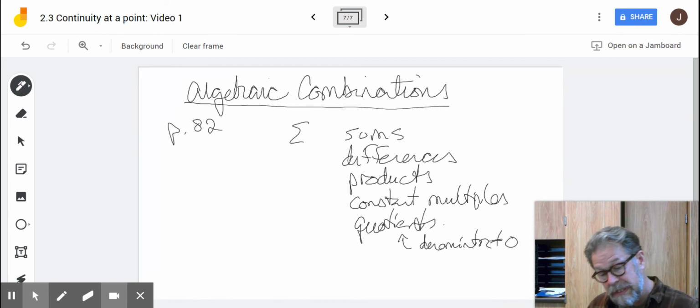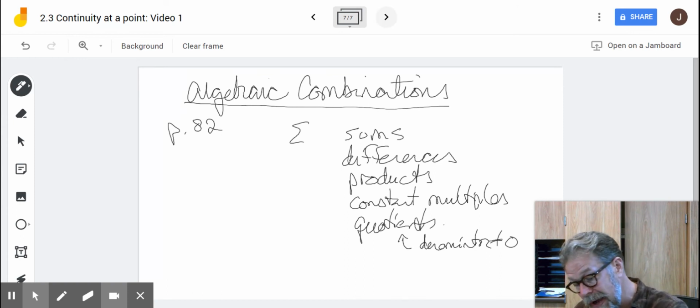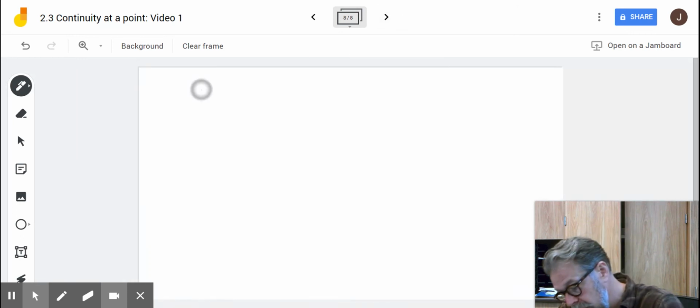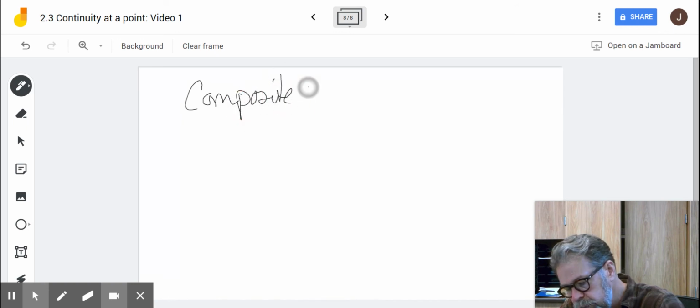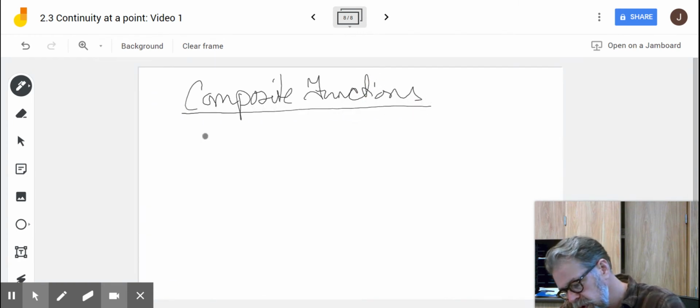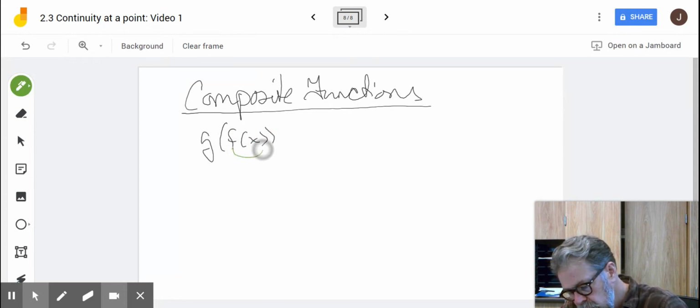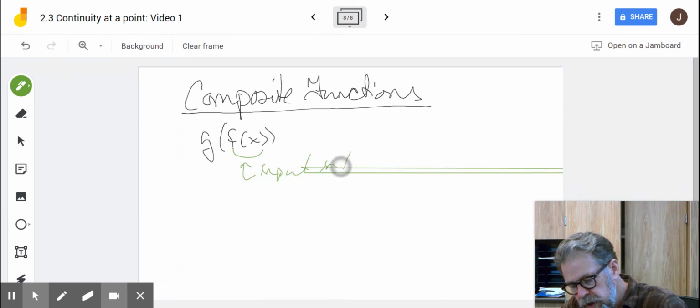Composite functions. Guys, let's talk very quickly. I don't know how much time I have left on this video, but let's talk about composite functions. I tend to say those words interchangeably at different times. G of f of x. Notice that f of x is the input into g of x. Hopefully you guys are comfortable with those.